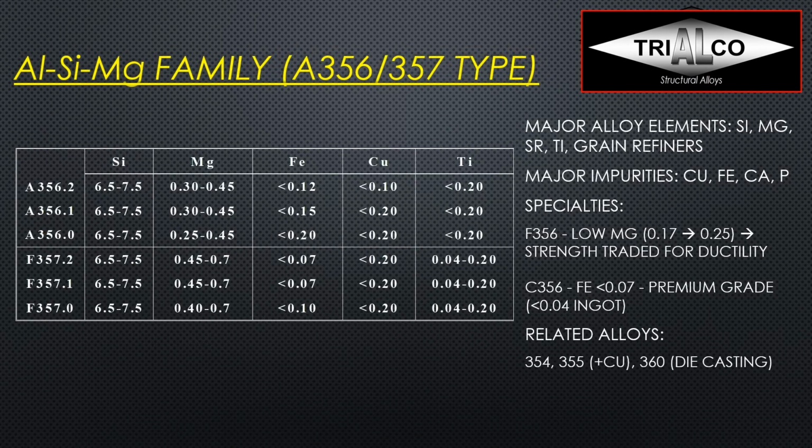If we look at this family now in more detail, we see here two common representatives, the A356, and we see here again the chemistries for A356.2, .1 and .0. Remember, .2 would be the high purity ingot, .0 is in the casting, and the F357, again the .2, .1 and .0. And we can see that the silicon is the same, and we have the magnesium as the major difference. A356 is the lower magnesium alloy, and 357 is the higher magnesium alloy. So that means in 356 I will get higher ductility, in 357 I will get higher strength.